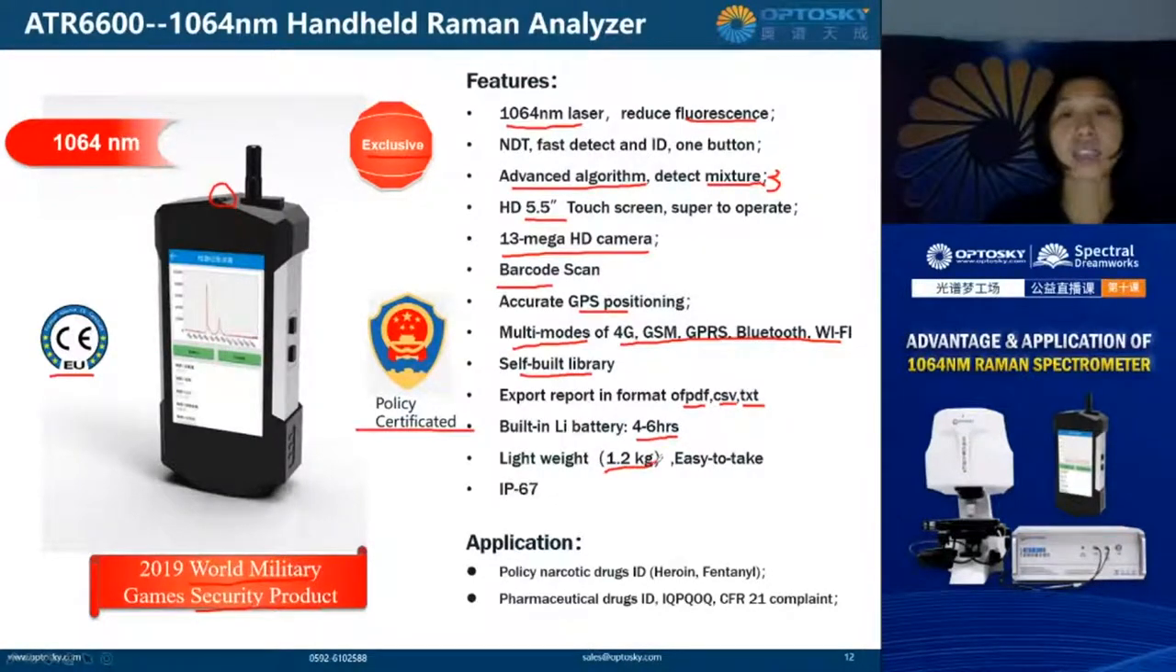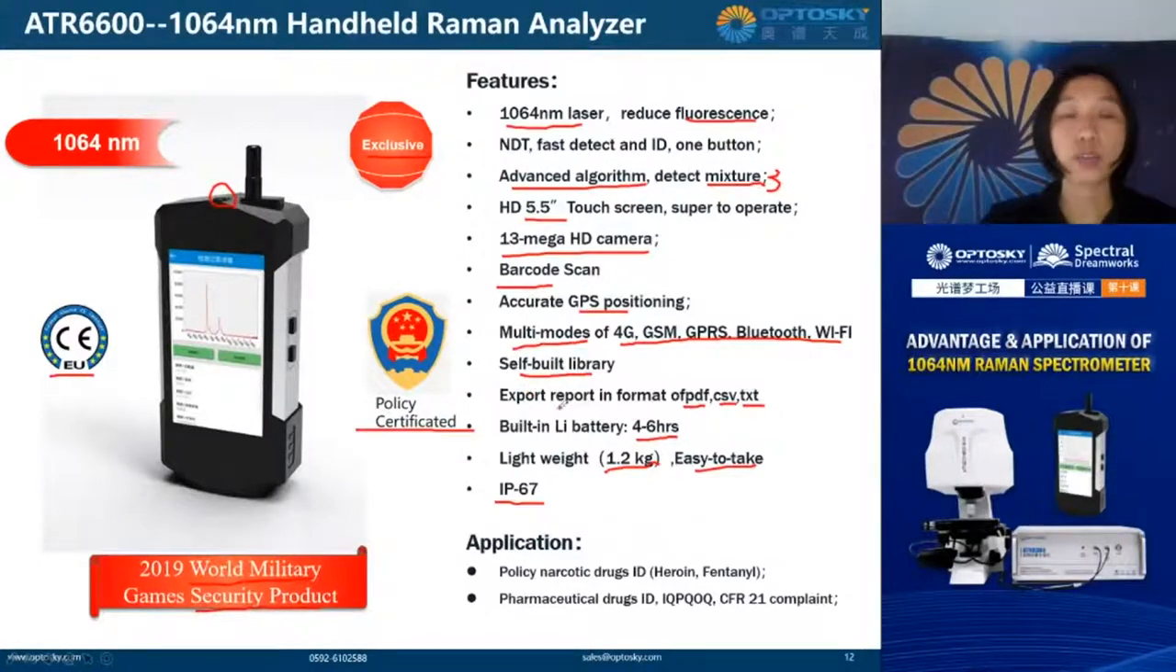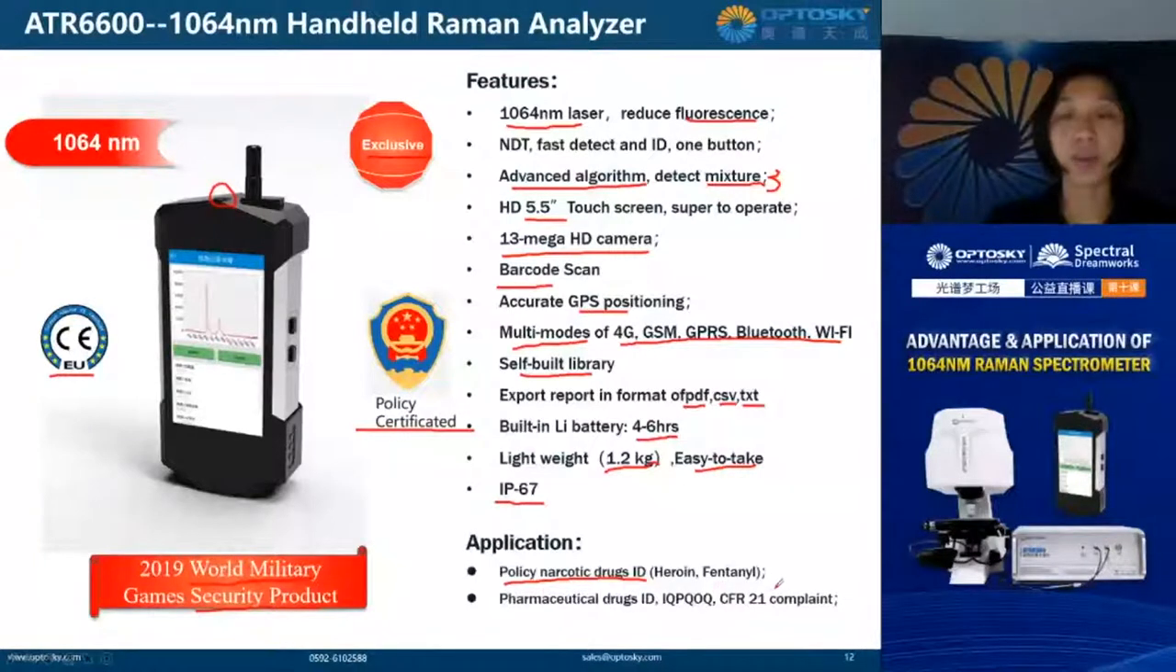And it is also lightweight, weighing 1.2 kilograms, and easy to take anywhere, and it has IP67. So we have so many features to make this ATR6600 one of the most popular 1064 Raman spectrometers in the world. And not only did we win an award this year, we also received a winner award for this one. And they are applied mainly to the police, for narcotic drug identification, like Chinese heroin and fentanyl abuse. So it's very popular in many police stations.